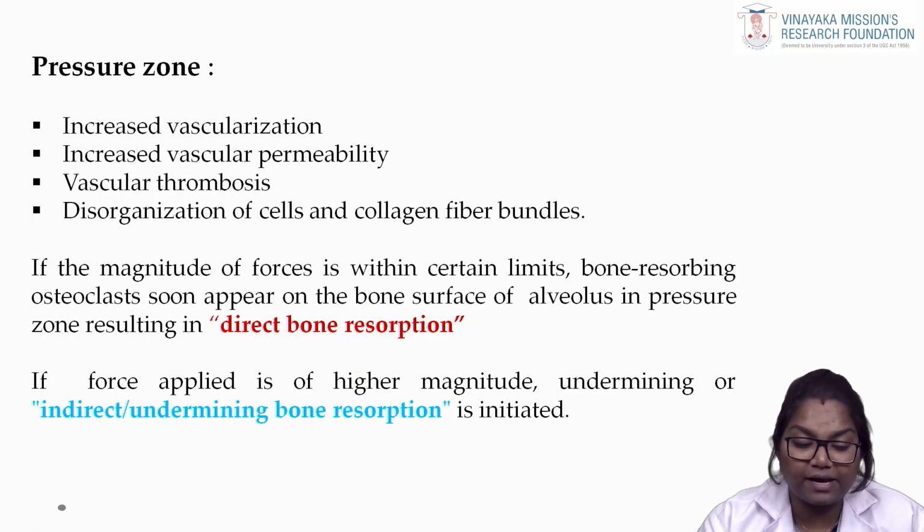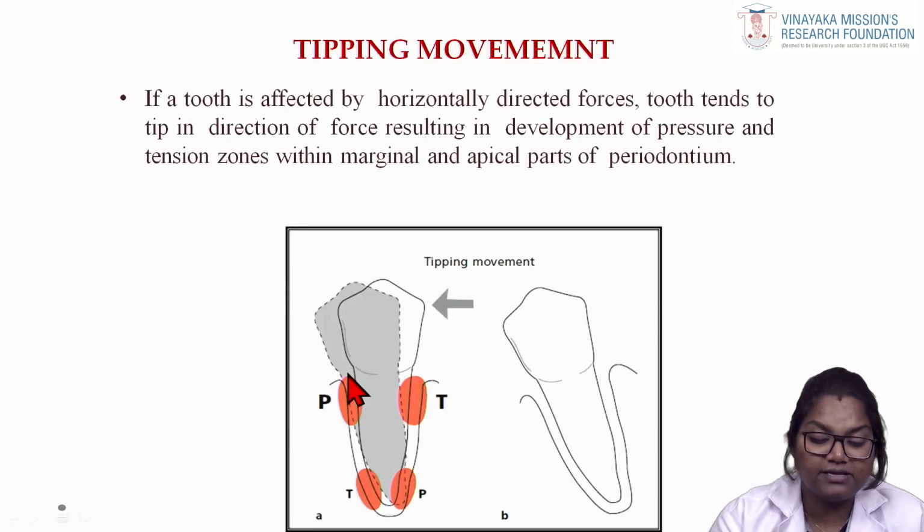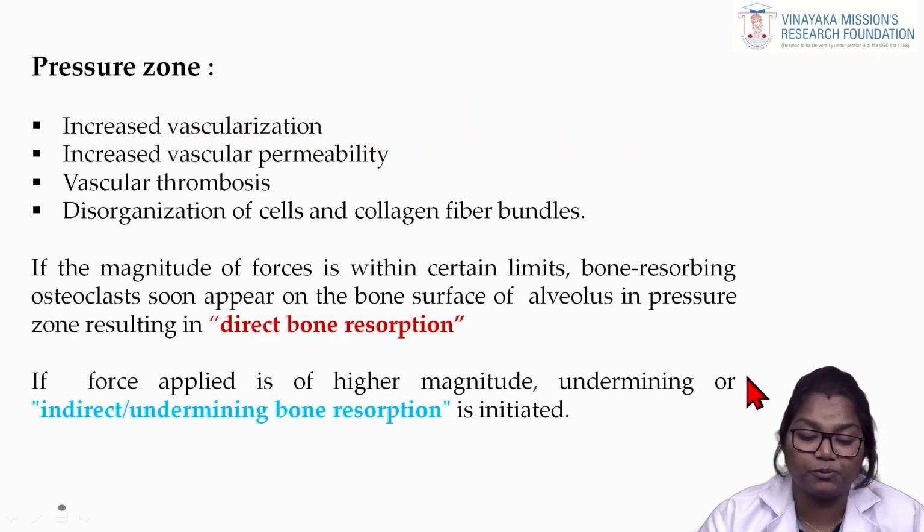So if the force applied is of higher magnitude, undermining or indirect bone resorption is initiated. So when there is excessive pressure on these areas, we can see bone resorption, and because of this bone resorption, it is called undermining bone resorption.